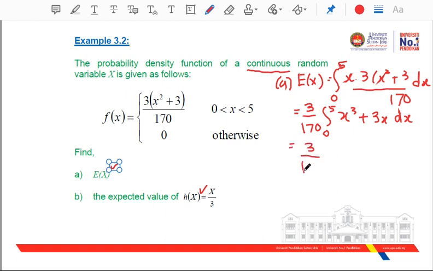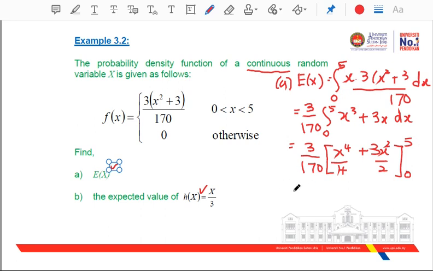So 3 over 170, you integrate x cubed, which becomes x to the power of 4 divided by 4. You integrate 3x, which becomes 3x squared divided by 2. And you need to substitute from 0 to 5.